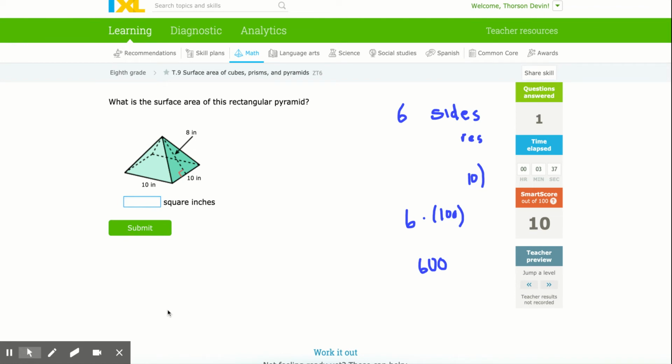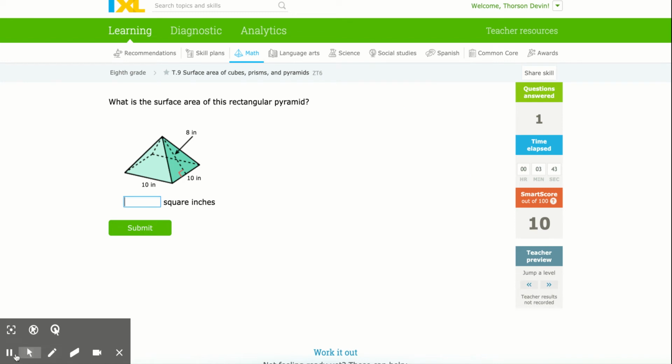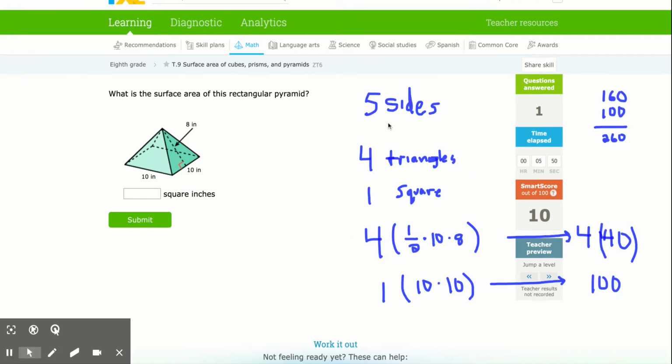But now this one, I'm going to do a little differently. First, I'm going to list how many sides there are and go from there. In this one, I counted 5 sides. There's 4 triangles of equal size and 1 square, the base of the pyramid. The triangles are found by 1/2 the length of the base of the triangle times the vertical height, and there's 4 of those. And then there's 1 base that's 10 by 10.